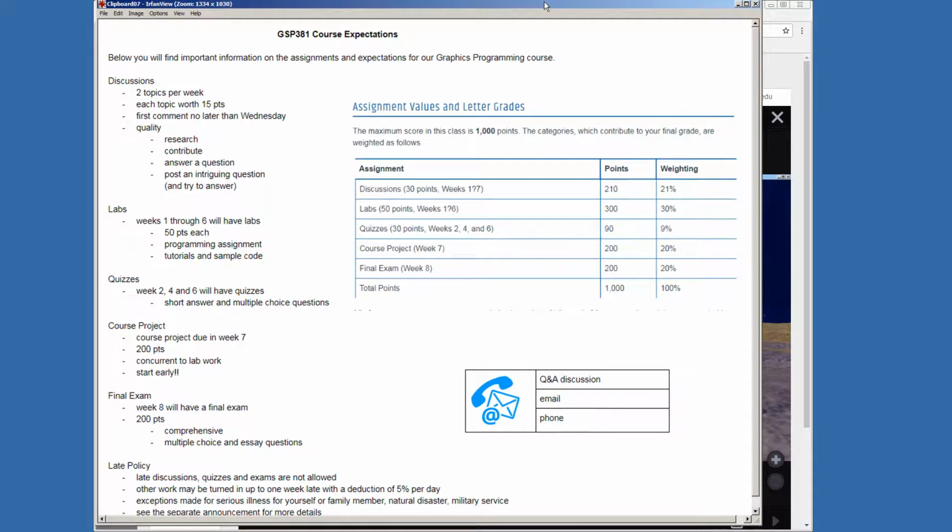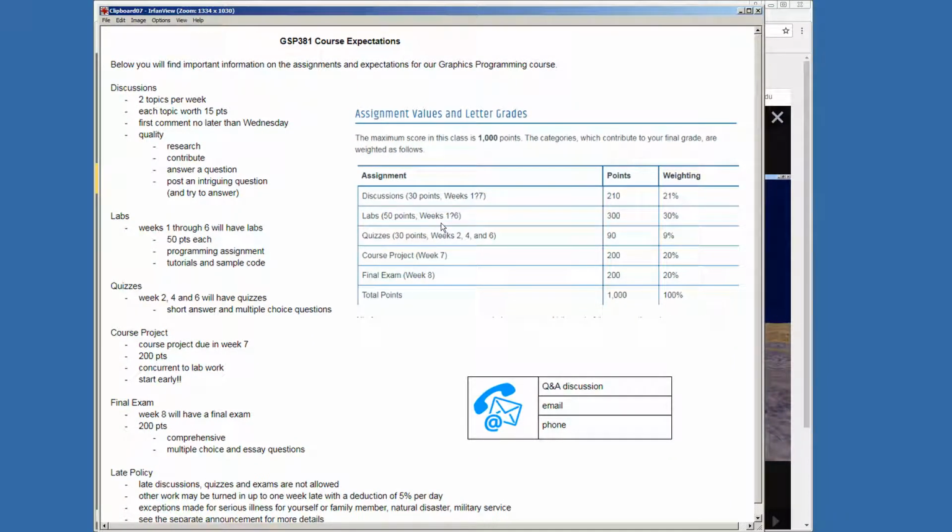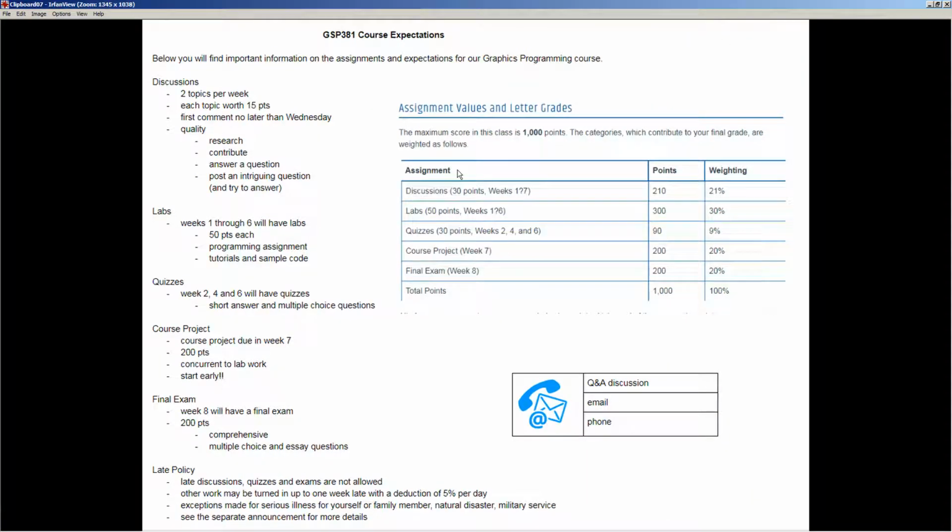Let's take a look at the expectations for this course. In GSP381, our assignments are broken down into several categories. Discussions, there'll be 2 topics per week, each worth 15 points, and we expect the first post to be done no later than Wednesday. We're also looking for quality contributions, so things that you research and look up, answering a question, or maybe posing an intriguing question. So for example, instead of just asking, I don't understand the lab, ask something more detailed, more intriguing than that.